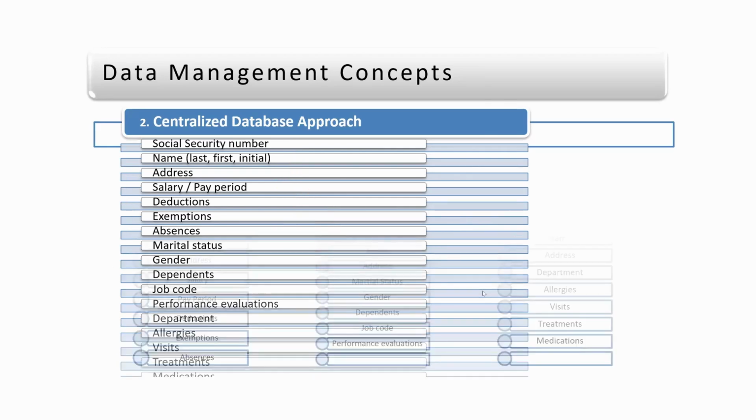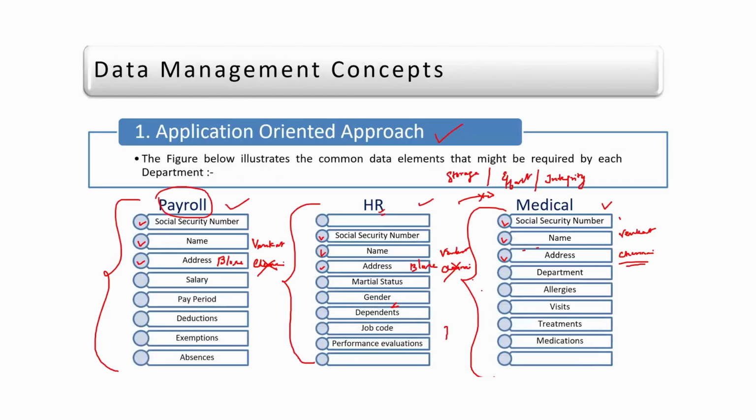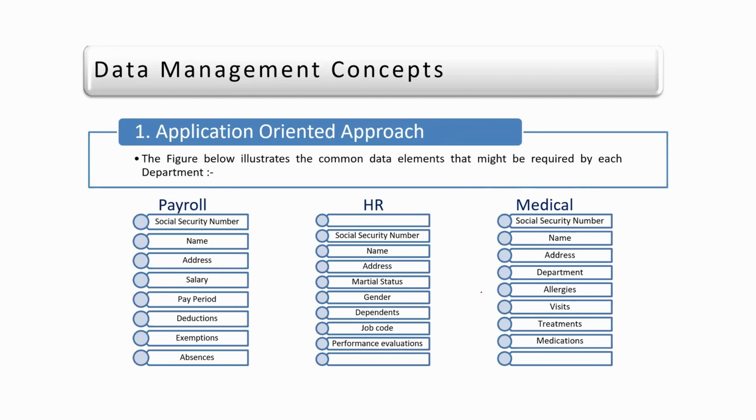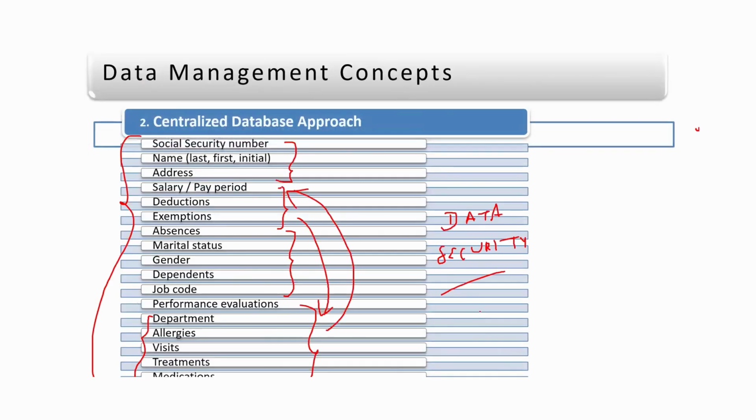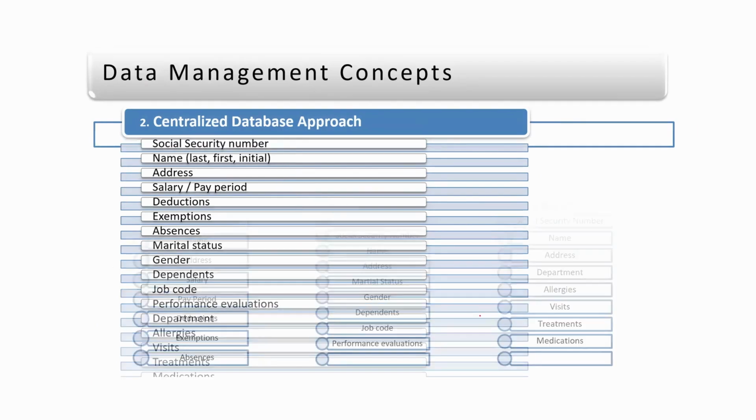Earlier it was this approach where we have a dedicated database or a file for every department, and we had an issue of data redundancy and again data integrity. Then they came into a new approach, which is the centralized database approach, and this also failed because of data security. Then what they did was normalization.